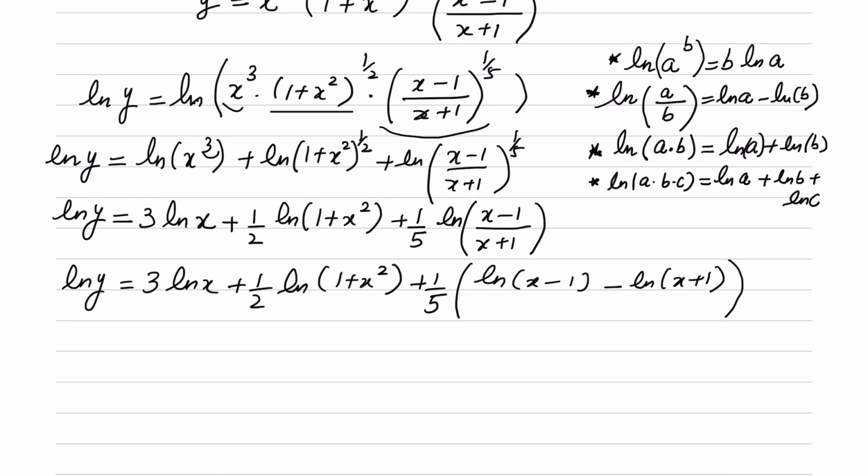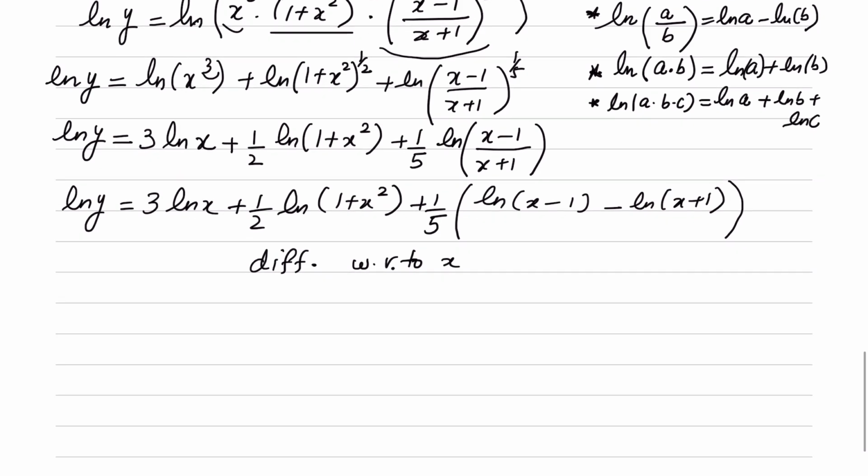Now that our expression is written in a simplified form, we will differentiate this expression with respect to x. Doing that, left hand side, derivative of ln y is 1 over y dy by dx.